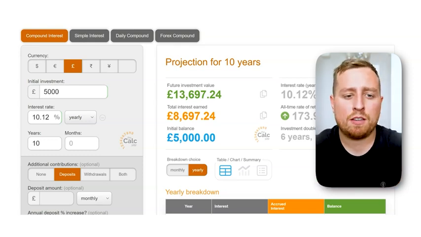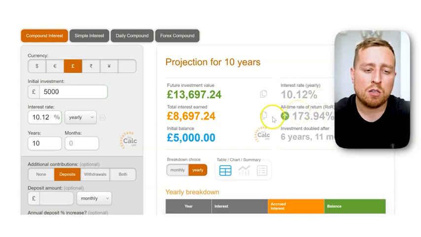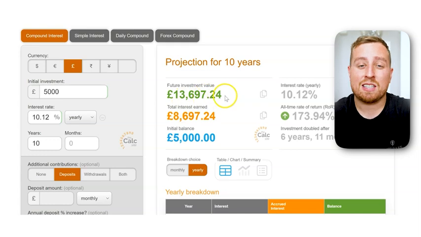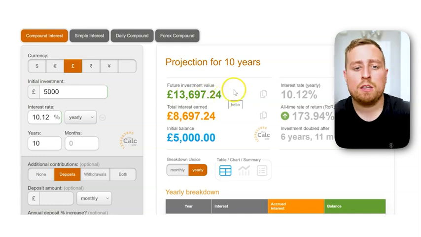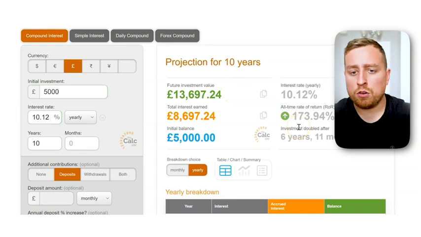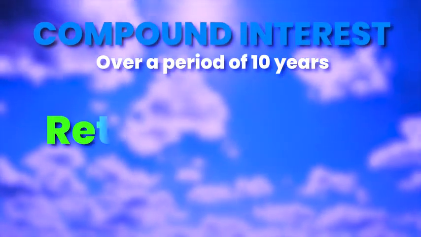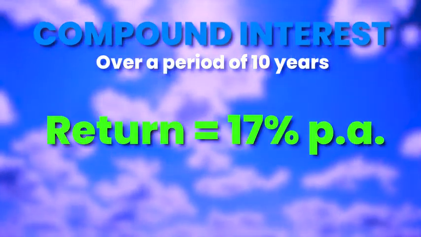So if we just invested £5,000 at a 10.12% yield, then we can see that our £5,000 is worth £13,697. That's quite interesting. And our all-time rate of return, ROR, is 173%. So if we're to average that down, here's now the interesting point. If we take into account compound interest, actually over a 10-year period, our return is over 17% per annum.